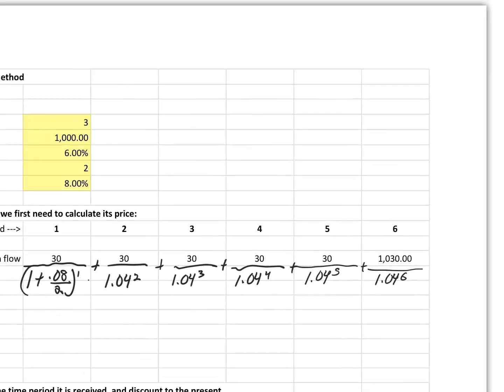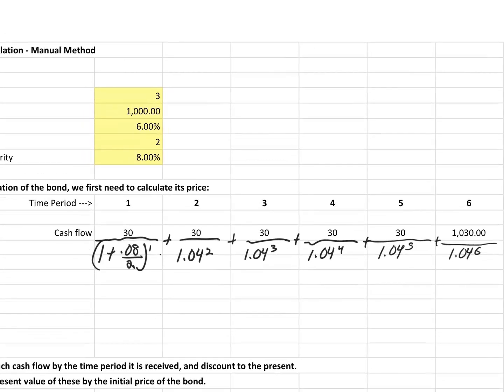Okay, so now we have our cash flows. We'll discount them back, add them together, and we'll find that the price of the bond is $947.58.